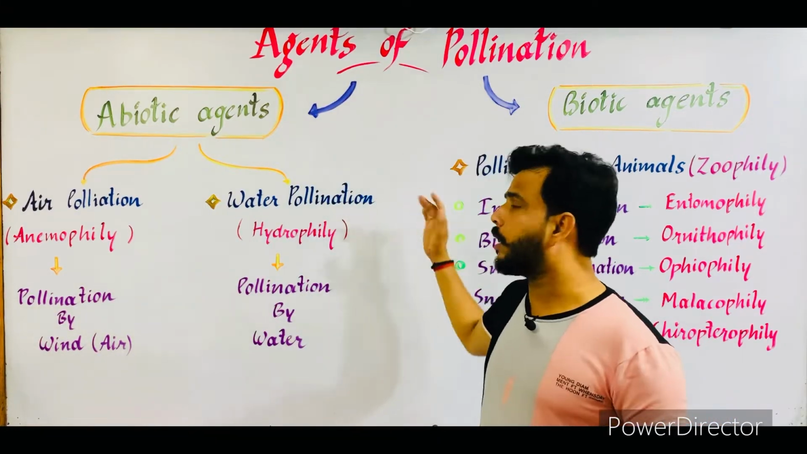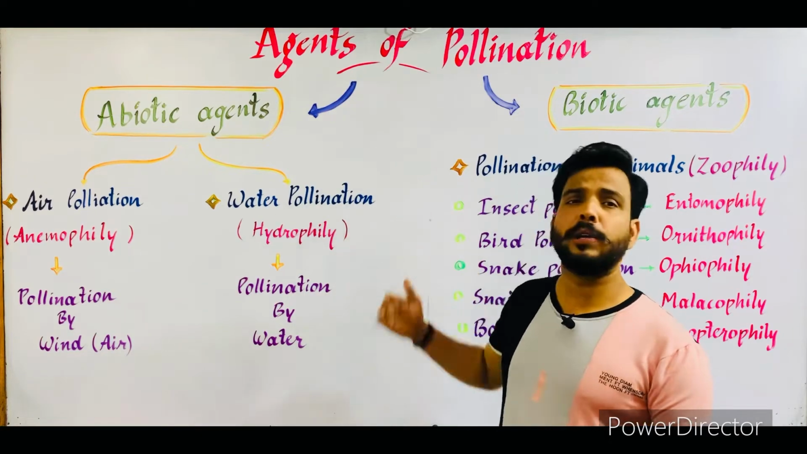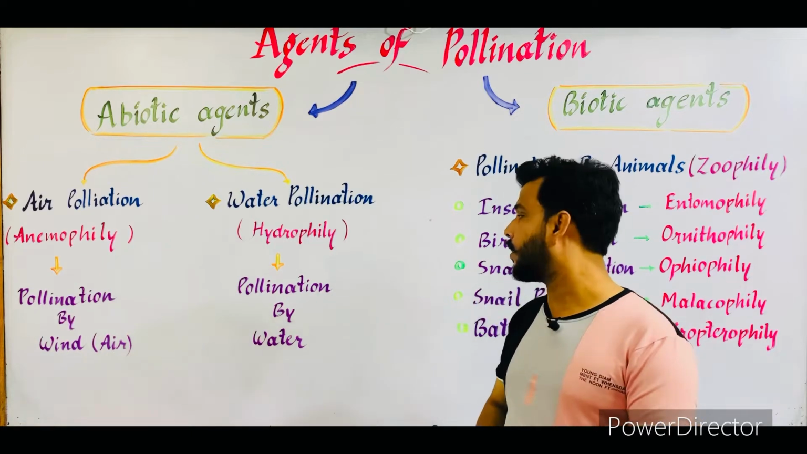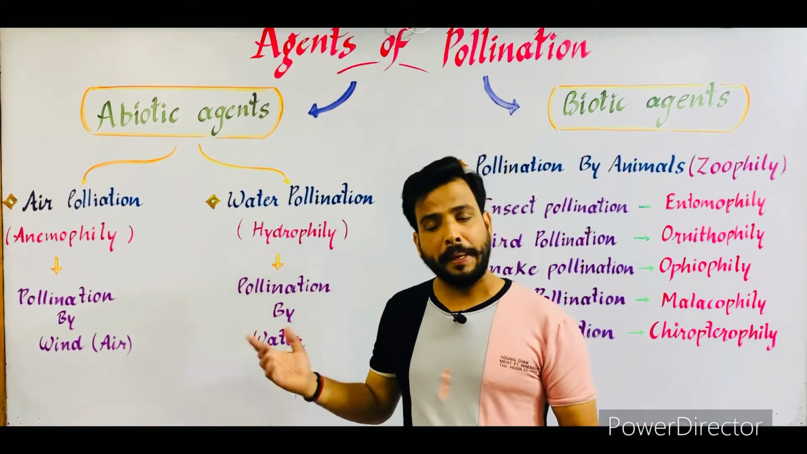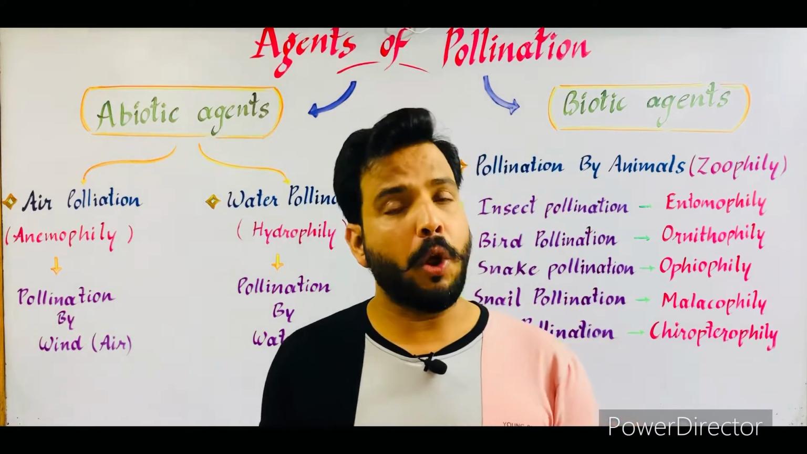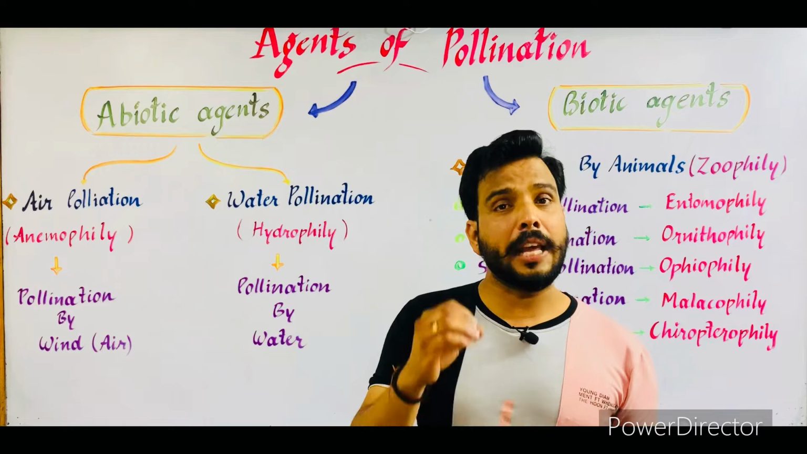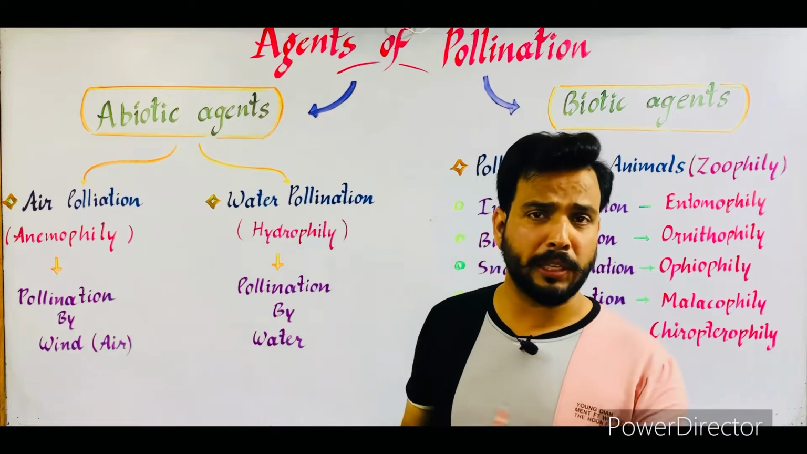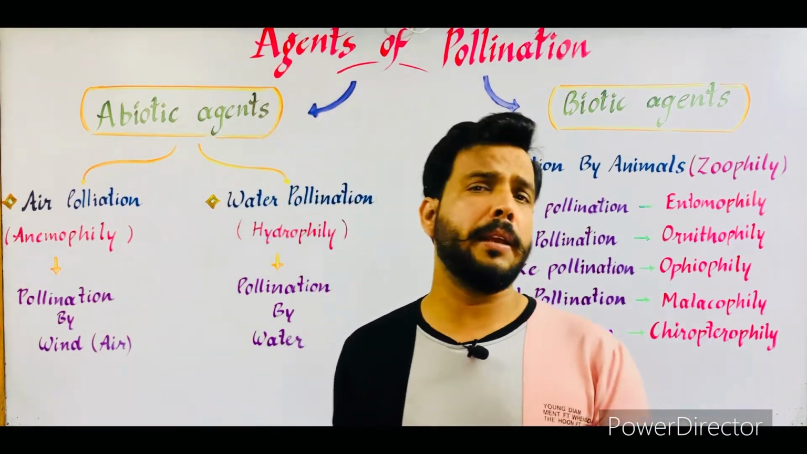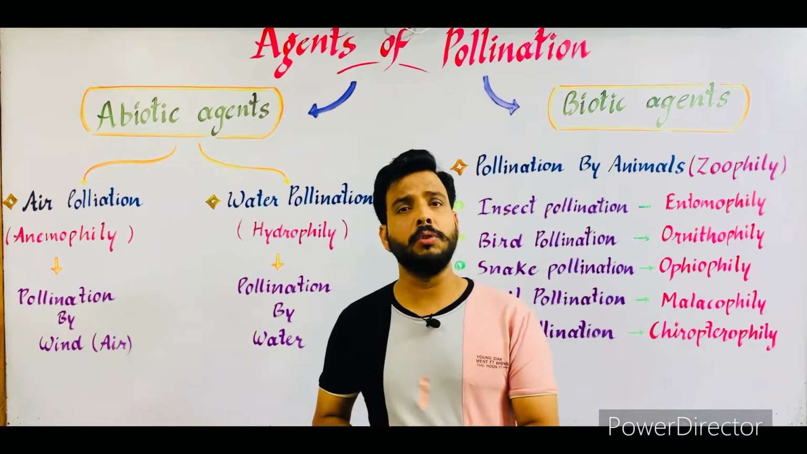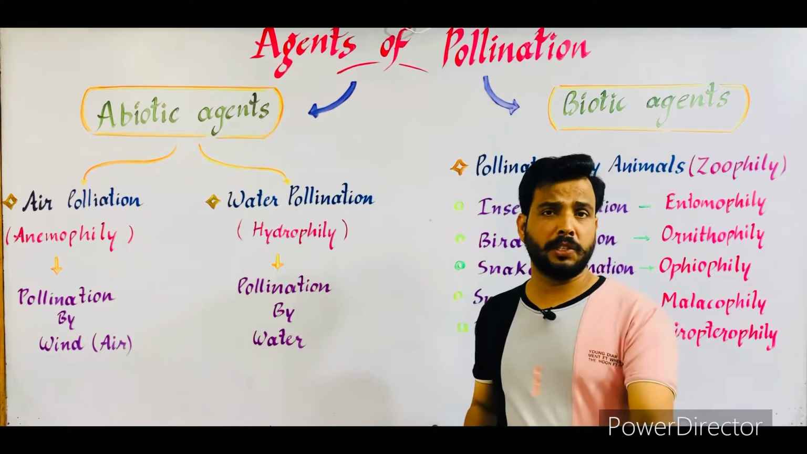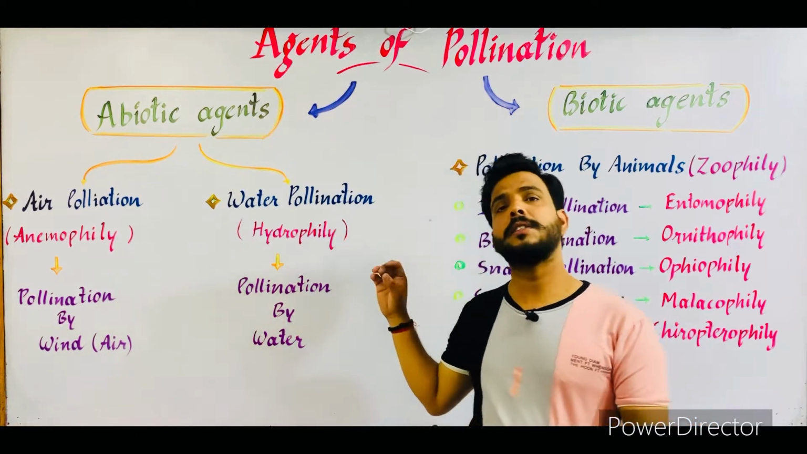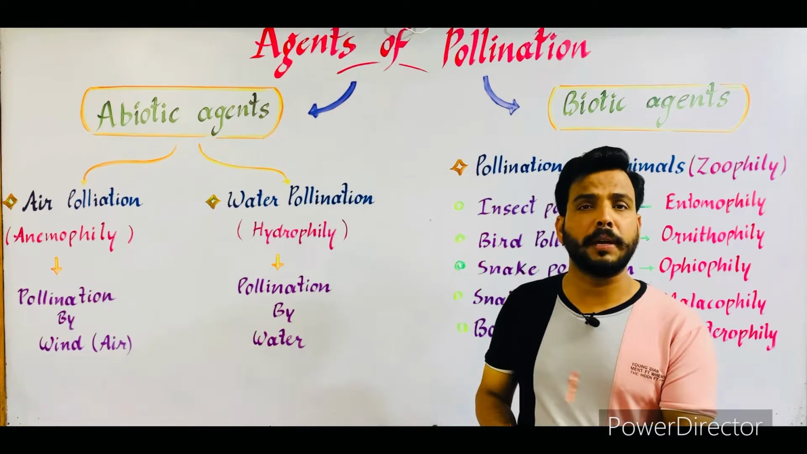Now the next one is water pollination. Water is another abiotic agent which helps in the process of pollination. When pollination takes place with the help of water, it is known as water pollination. It means the transfer of pollen grains from the anther to the stigma of a different flower with the help of water. Sometimes the plants are aquatic, meaning they are present in the water, either marine water or fresh water. If the plants are completely submerged in the water, then pollination takes place with the help of water. Pollen grains move towards the stigma with the help of water.